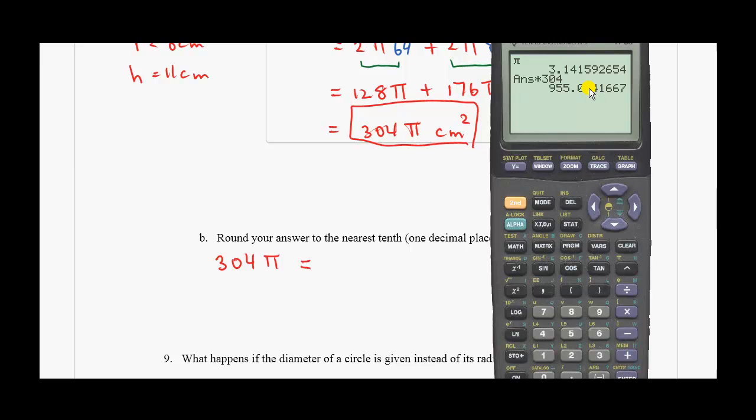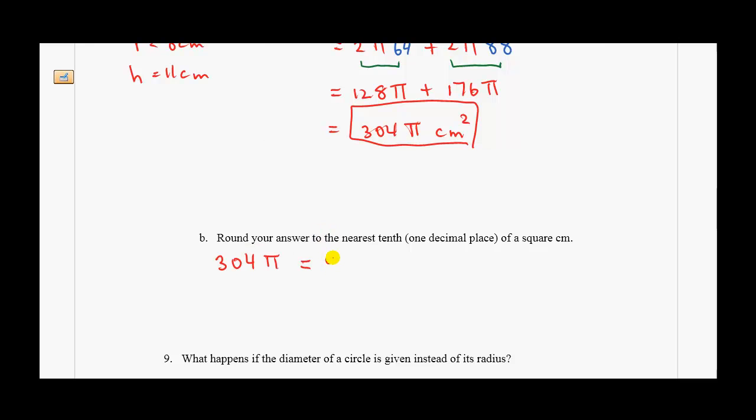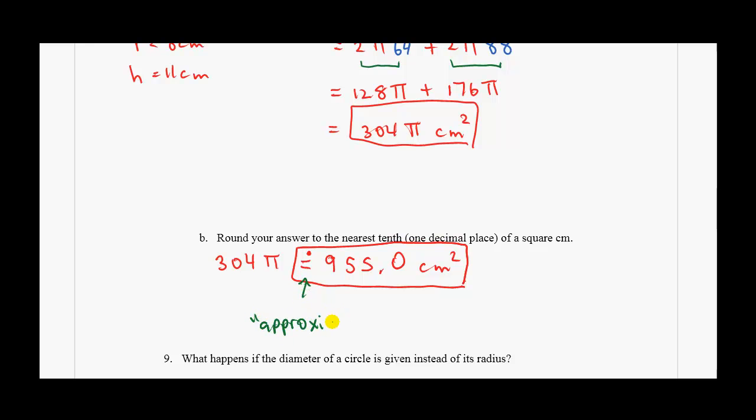The digit next to the 0 is less than 5. So using appropriate rounding rules, this 4 does not bump that 0 into a 1, so your answer would be 955.0 centimeters squared. This is an approximate value, so I'll put a dot above the equal sign. This symbol represents approximately.